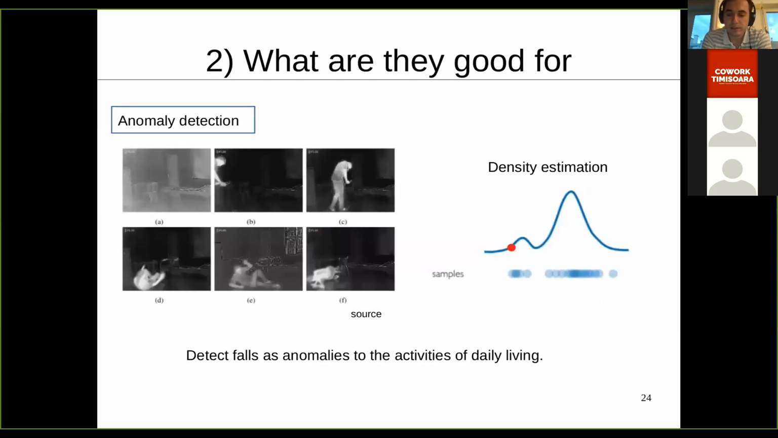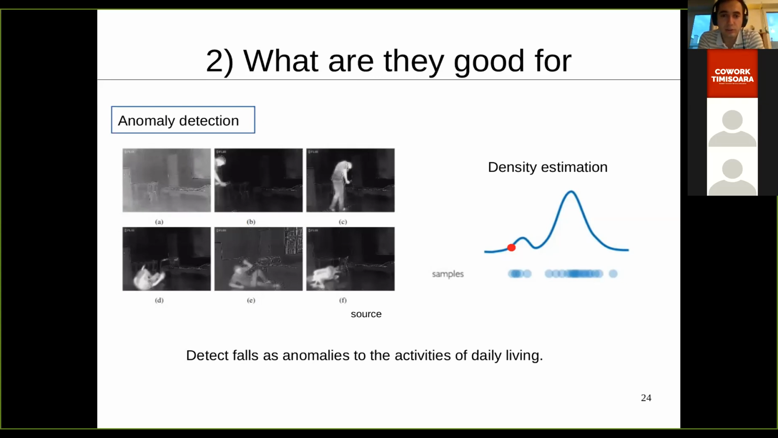And another use case, for example, is what is called anomaly detection, because with generative networks, we can do density estimation. What does it mean, density estimation? Since we learned the underlying probability distribution, we can also say this has a low or a high probability to happen.